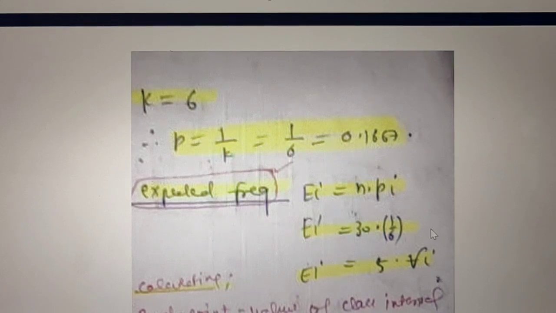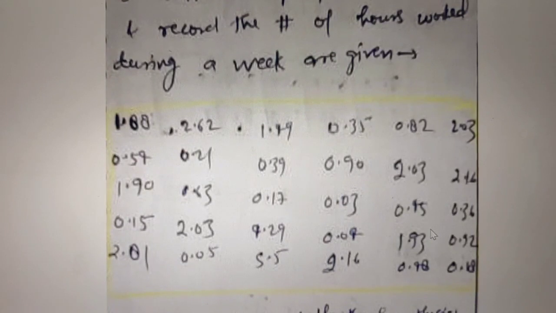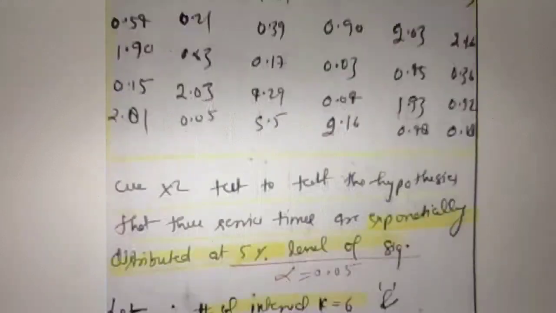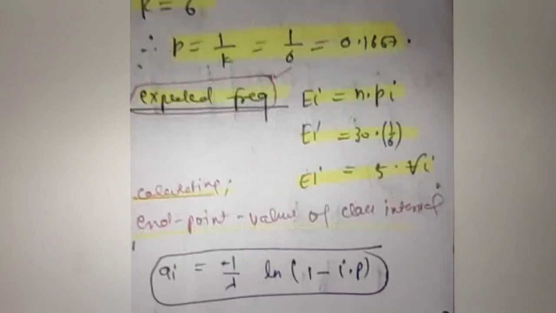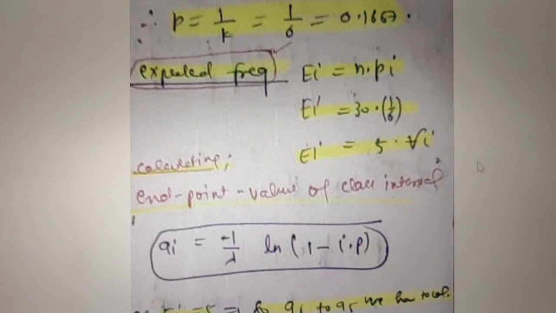Now, as the data given in the question is not organized in interval form, we have to put it in interval form. We can do this using a simple formula, which I have already discussed in a previous video. To calculate the endpoint value of a class interval, we use this simple formula: ai is equal to minus 1 upon lambda times ln of 1 minus i into p.